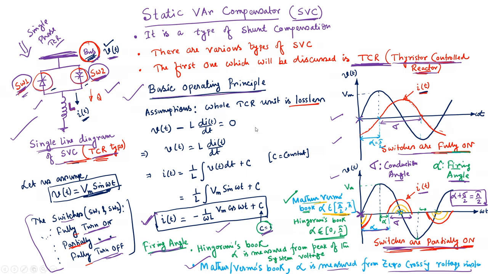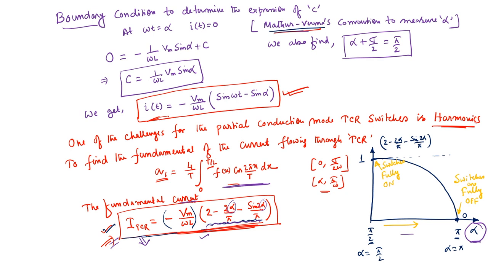Now, what we can see is that when the thyristors of the TCR are partially conducting, the current drawn by the TCR is non-sinusoidal, or a distorted sinusoid. Therefore, certain harmonics exist, and in the last lecture I discussed the harmonic behavior.